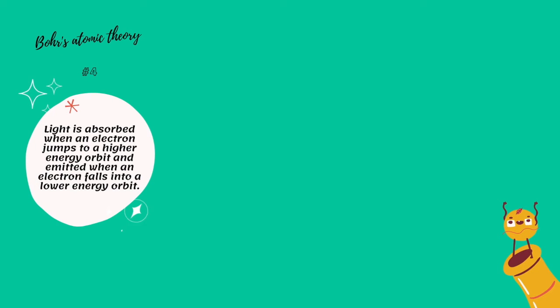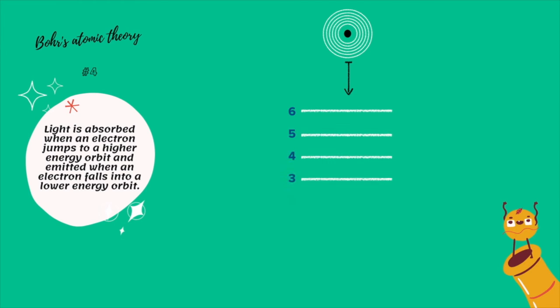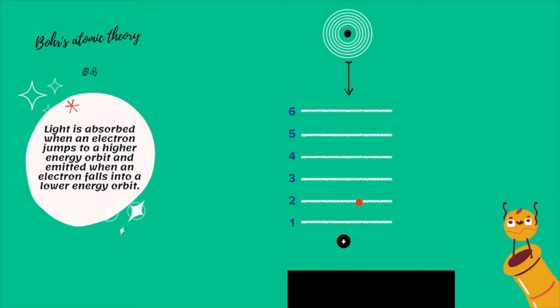Fourth, light is absorbed when an electron jumps to a higher energy orbit and emitted when an electron falls into a lower energy orbit. Let's take a look at this atom. When the atom is energized, the electron will absorb energy and jump into a higher energy level. When the electron goes back to the lower energy level that is more stable, it will emit energy. The emission spectrum of hydrogen shows the movement of the electron within the atom.